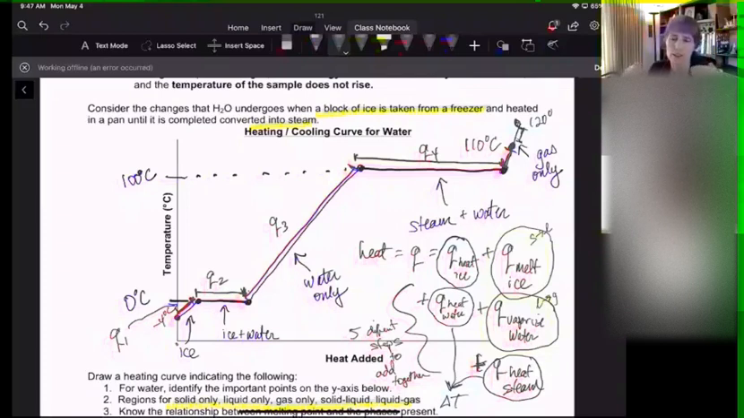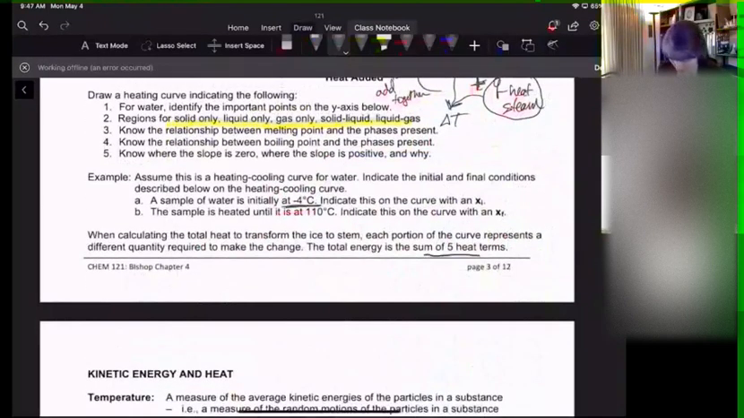When there's two phases at the same time, there's no temperature change because all the heat is absorbed into the particle motion. That's a really important difference, and we're going to look at that on the Gizmo in lab, where they show the particle interactions. Sum total of 5 heat terms.